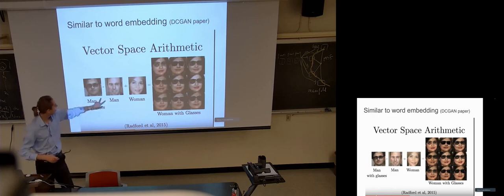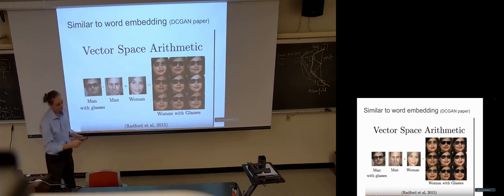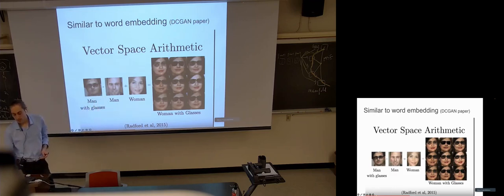Because you subtract the difference between these two, that this one has glasses and this one doesn't, then you can add glasses to an image of a person, just like that.